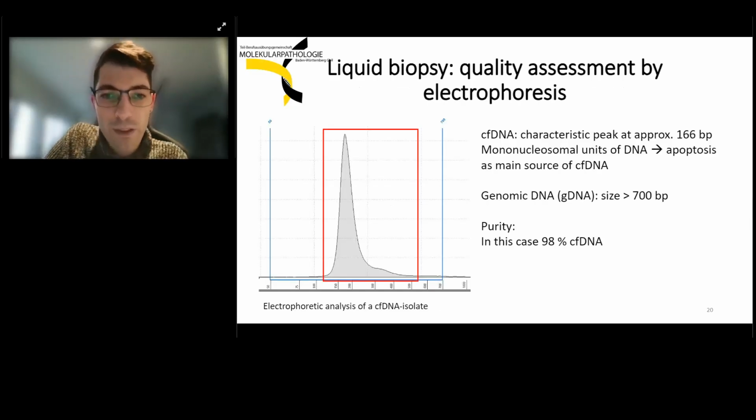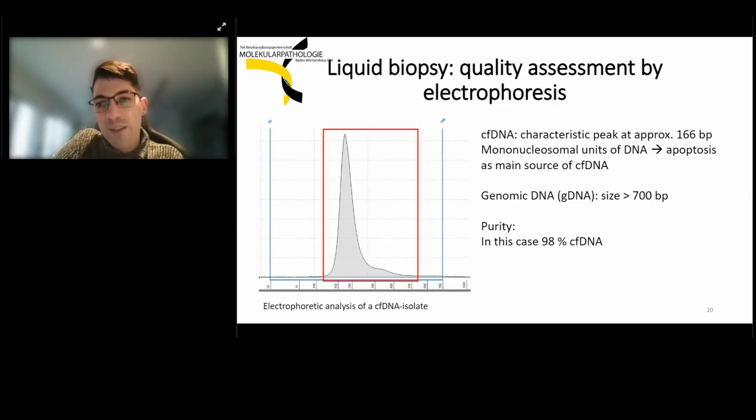How can we do this? One possibility to prove the quality of a cfDNA sample is electrophoresis. cfDNA typically shows a peak at approximately 166 base pairs. This arises from mononucleosomal units of DNA, which derive mainly from apoptotic cells, and apoptotic cells are the main source of cfDNA.